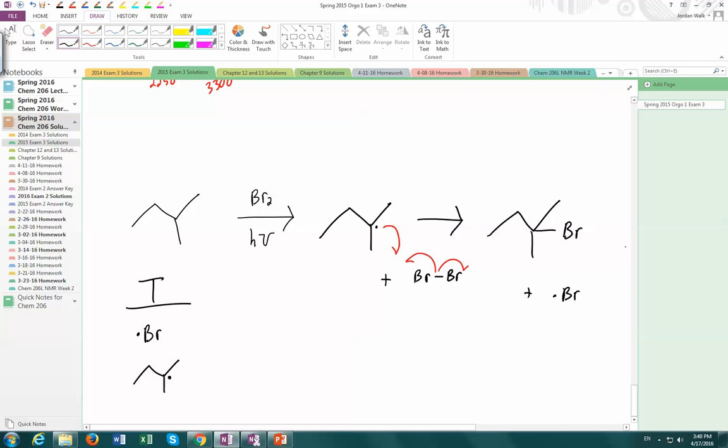So basically, the easy way to remember the three: in an initiation step, you have an increasing number of radicals. In a propagation step, you end up with the same number of radicals, and in a termination step, you decrease the number of radicals. That's the big difference between the three.